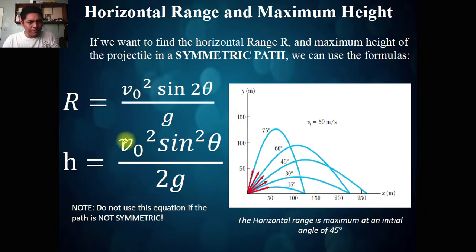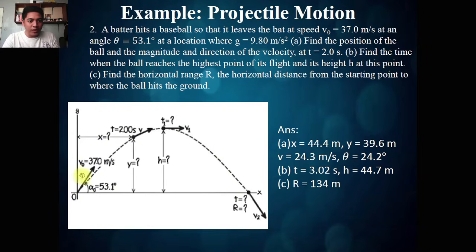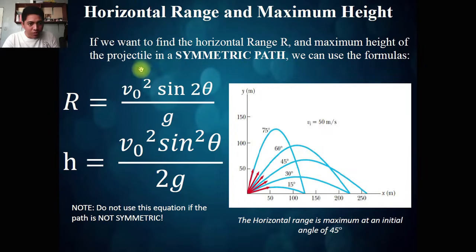Now, let us take note that these two formulas can only be used when the launching heights and the landing heights are equal. Just like our previous example from our last video, wherein we answered this problem, where the launching height has the same level as the landing height. So we can only use these two formulas when the launching heights and the landing heights are equal.